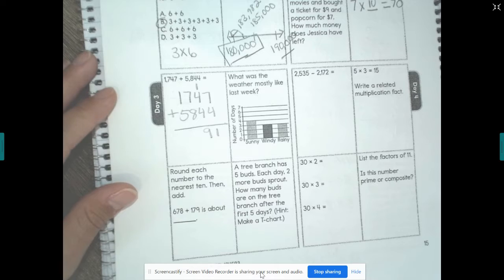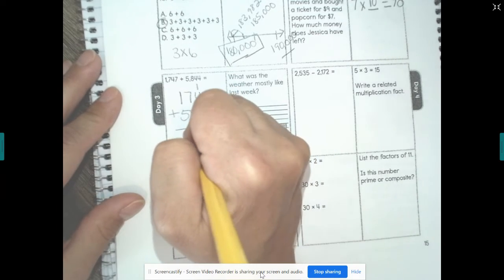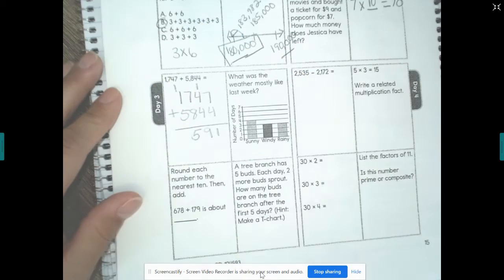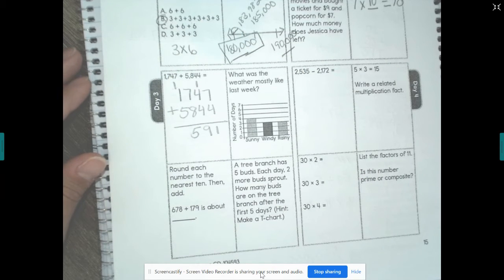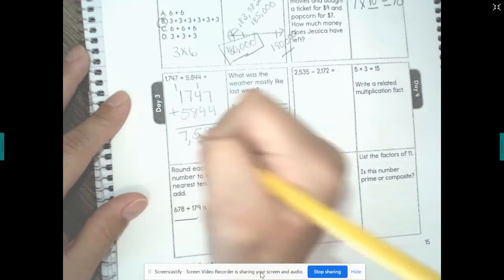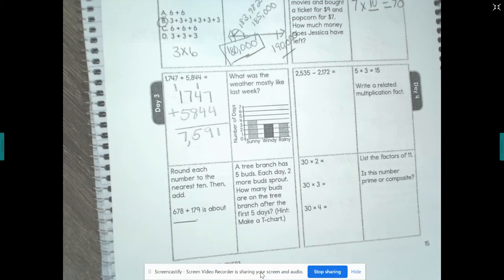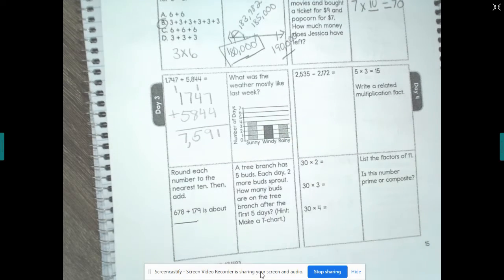I don't need to regroup. 7 plus 8 is 15. Carry your 1. 1 plus 5 is 6 plus 1 is 7. You should have gotten 7,591. Okay, let's look at the next problem.